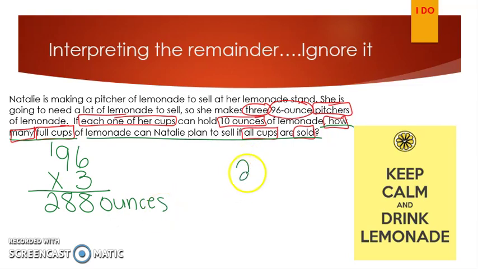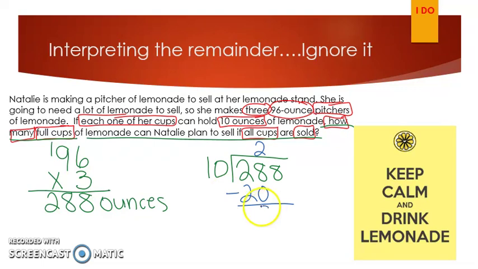So now we're going to divide 288 divided by 10 ounces in each one of the cups to see how many full cups Natalie is able to sell if she sells all of her cups of lemonade. So the first thing we're going to ask ourselves is, can 10 go into 2? No, it cannot. So we're going to say 10 goes into 28. How many times? It goes into 28 2 times. So we have 10 times 2 is 20. And we're going to subtract. And we get 8. And we're going to bring down our 8.